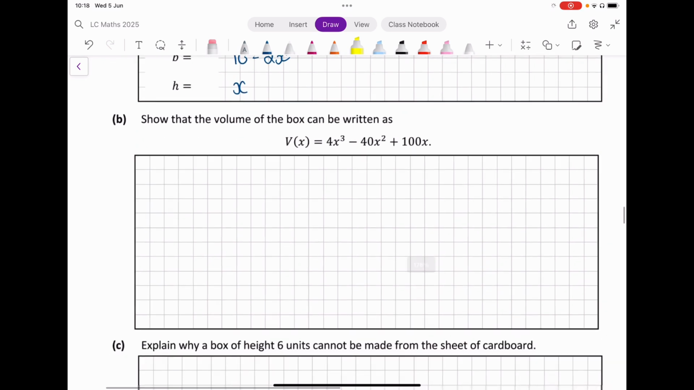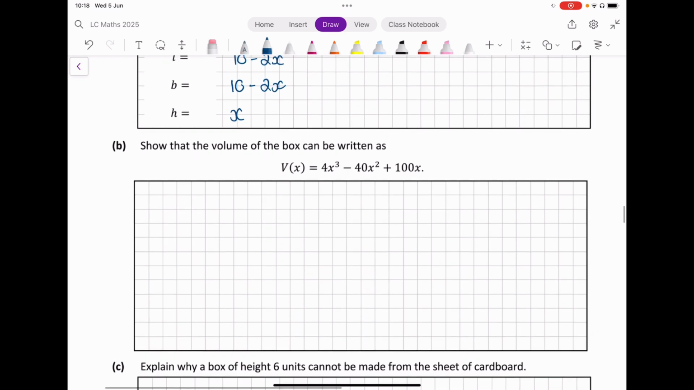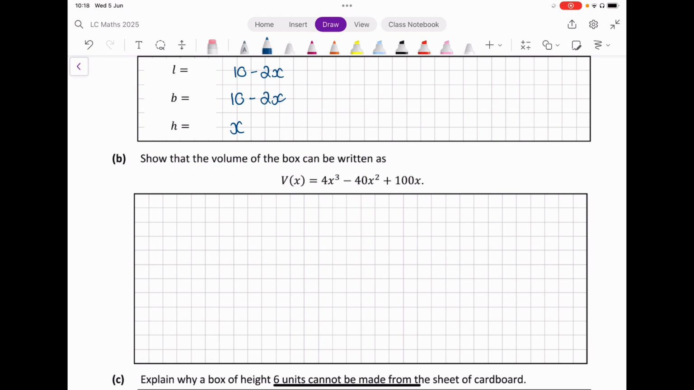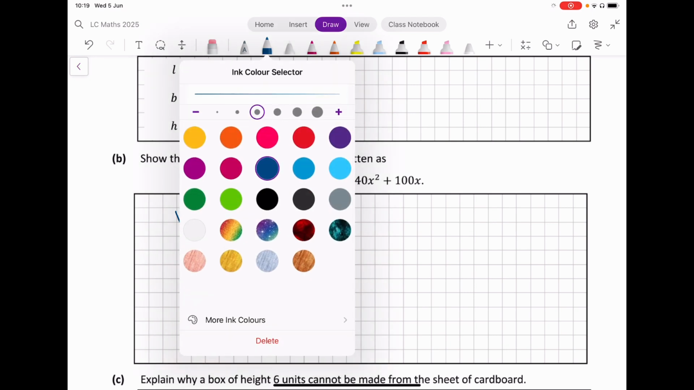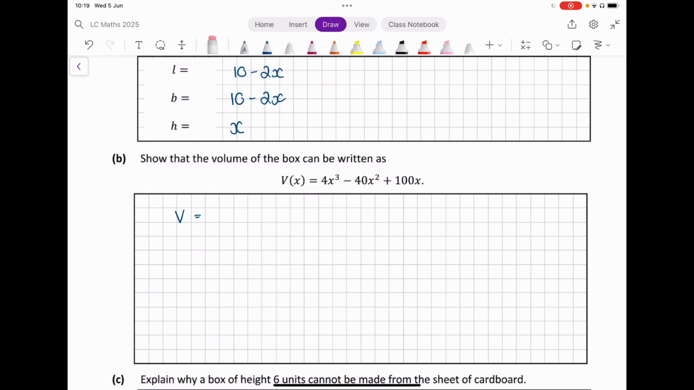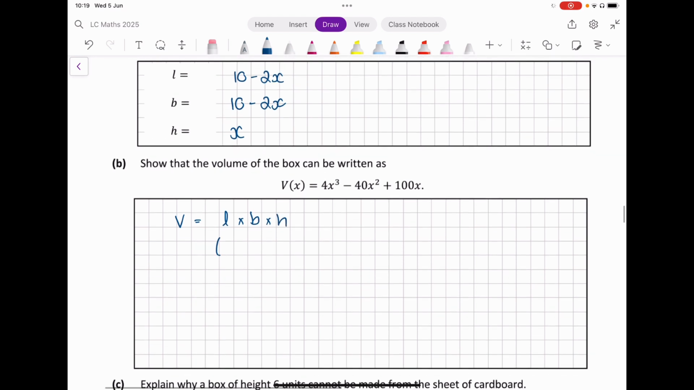Okay. Now, the next thing they're asking is, and this looks like it could be a really difficult question. All right. But just remember, volume is equal to length by width by height. Okay. That's all we have to remember. And in this case, if we use the letters that they're using, it's length by base by height, okay, which is the same thing. So all I need to do is just sub in what I have for my length, my base, and my height. So that's 10 minus 2x by 10 minus 2x, and that's all multiplied by x as well, okay?